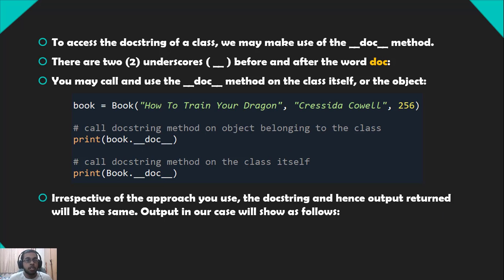To access the docstring of a class, we may make use of the __doc__ method. There are two underscores before and after the word doc. You may call and use the __doc__ method on the class itself or the object. Irrespective of the approach you use, the docstring and hence output returned will be the same. Output in our case will show as follows.